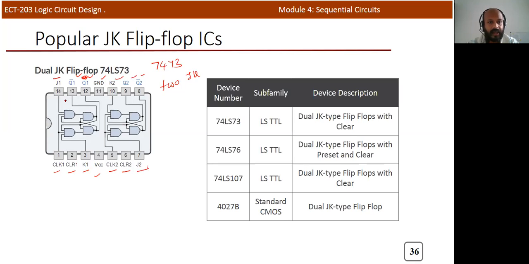Okay, so the clear and preset inputs we already discussed in lecture 1. So please watch lecture 1 to know the direct input signal.